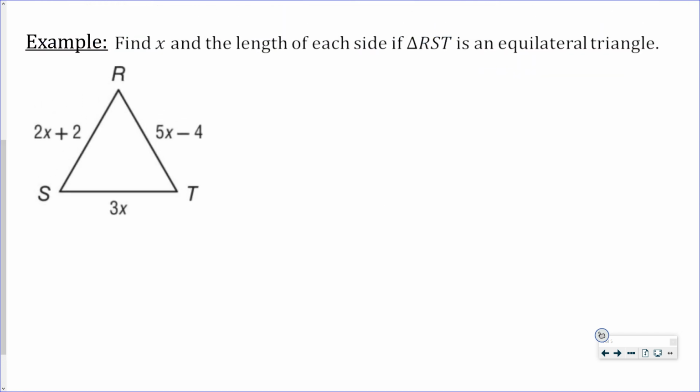Find x and the length of each side if triangle RST is an equilateral triangle. Okay, what does that mean, Tyler? All sides are the same length. Good. So when I set up an equation here, you can pick any 2 sides to set equal to each other. It doesn't matter. You're going to get the same answer. I just picked my easier one, so I did 2x plus 2 is equal to 3x. This is a one-stepper. I just got to move over the 2x, and I get x is 2.